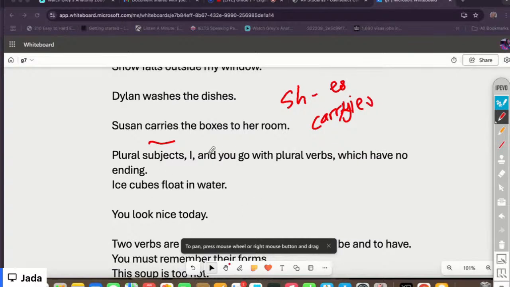Es like that. Then plural subjects I and you go with plural verbs which have no ending. So if you have I, you, they, they go with the plural verb, okay, which has no ending. So I and you stand with the plural verb.